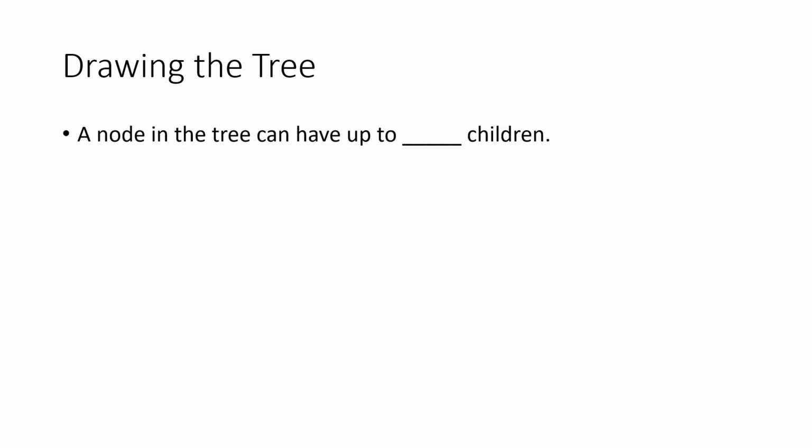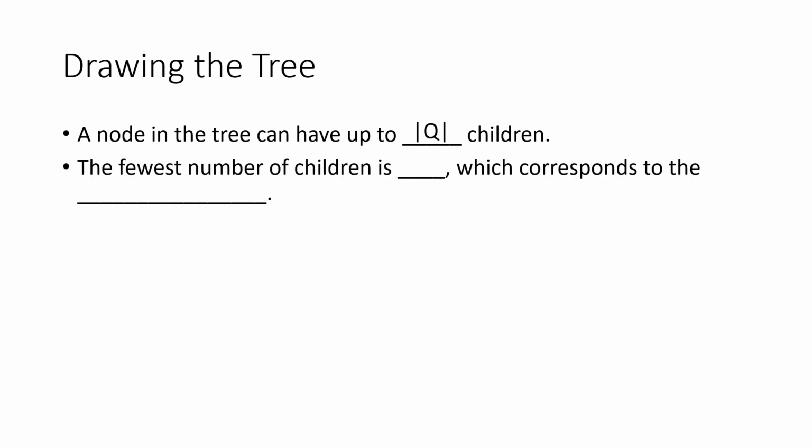The tree nodes in the previous example had at most 2 children at each step, but in general, a node in the tree can have up to q children, where q is the number of states. The fewest number of children you can have is 0, which basically corresponds to the empty set. So you'll see here that a node in the tree can have any subset of the q states as its children, which includes 0.